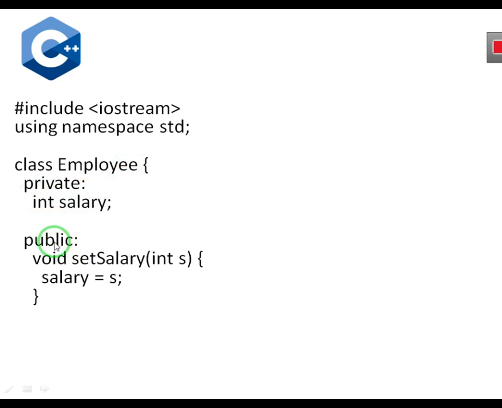Under public, we have to set the salary by the finance department. Void means it will return nothing. setSalary is the method, and the integer is the parameter, which is assigned to the variable salary. Clear? So this is our class.